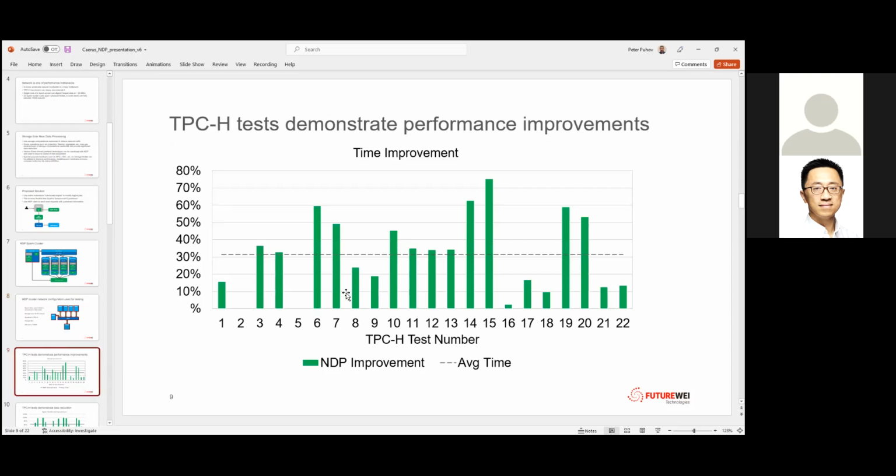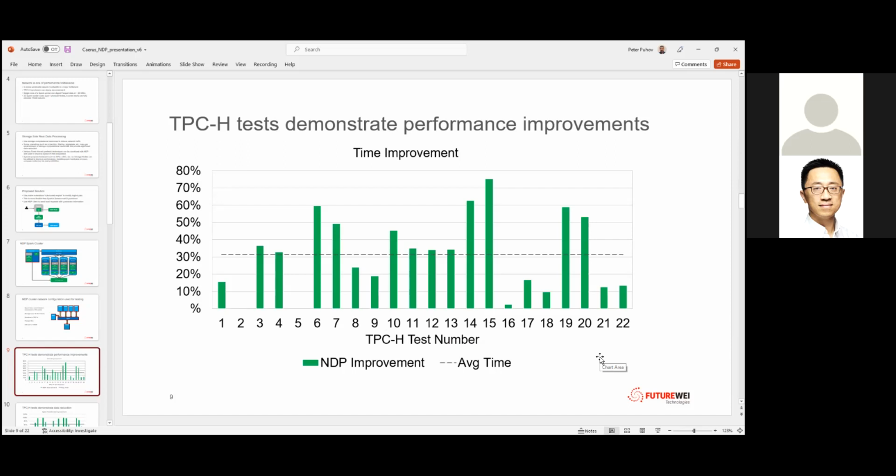We have 22 TPCH tests, and this graph measures by how many percent we improve the time it takes the cluster to perform the test compared to the native Spark way. The interesting notes here: first of all, the average improvement across all 22 TPCH tests is a little bit above 30%, which, in our mind, is not a small improvement.